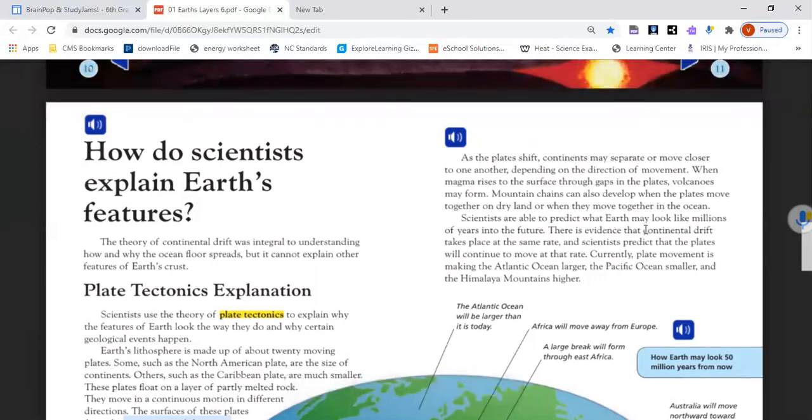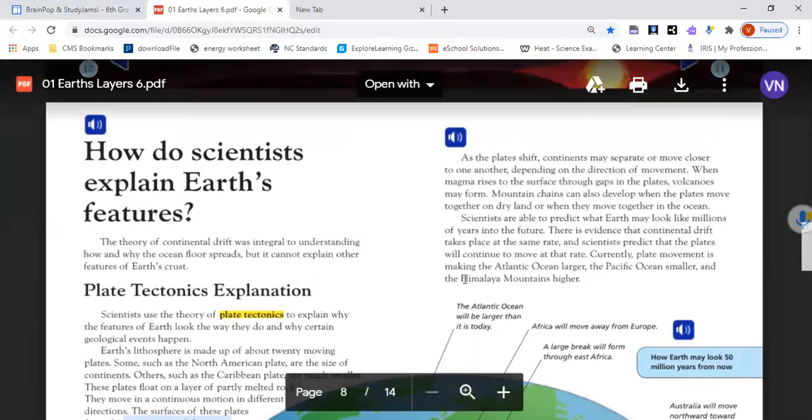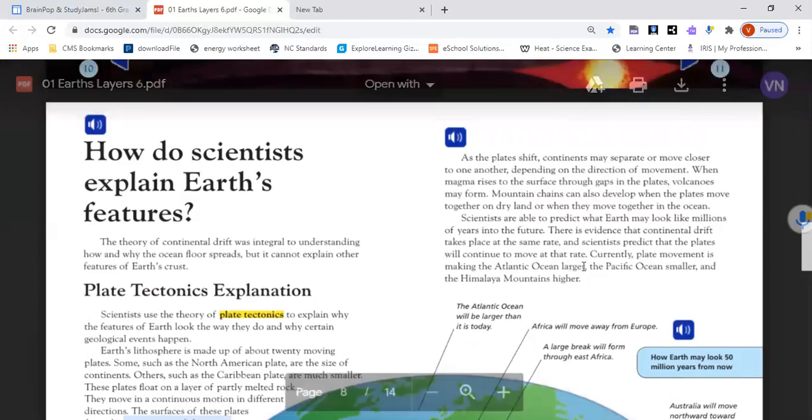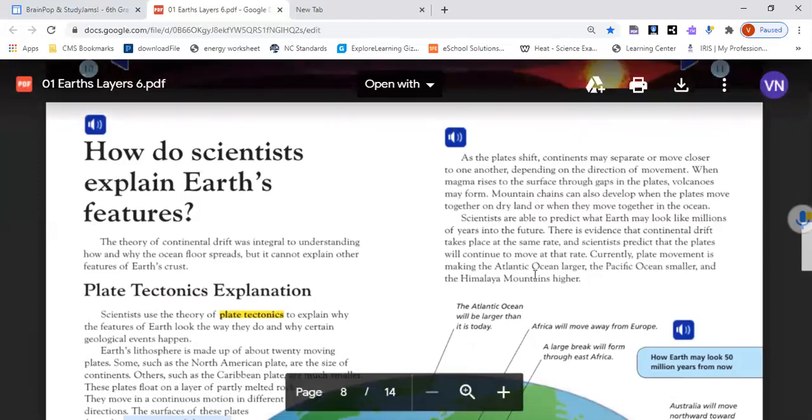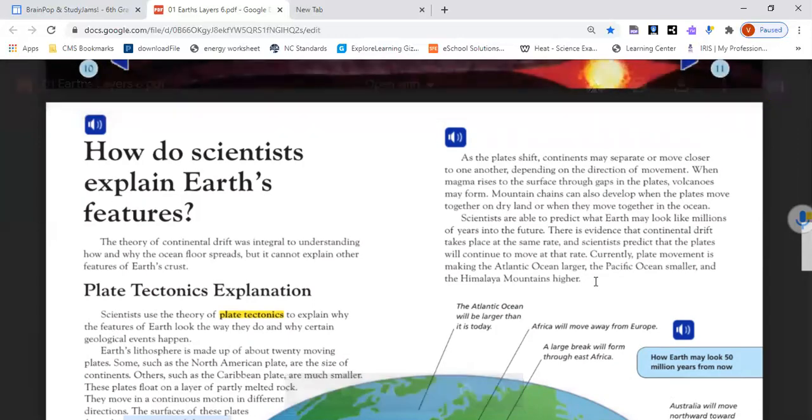There is evidence that continental drift takes place at the same rate, and scientists predict that the plates will continue to move at that rate. Currently, plate movement is making the Atlantic Ocean larger, the Pacific Ocean smaller, and the Himalaya mountains higher.